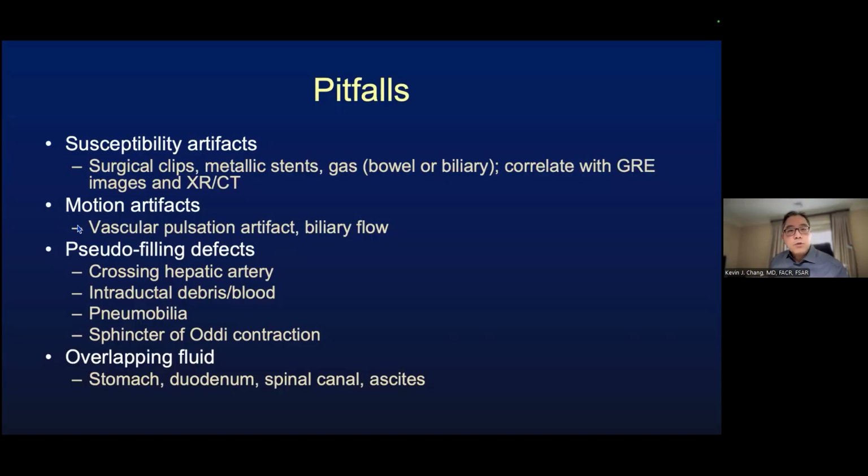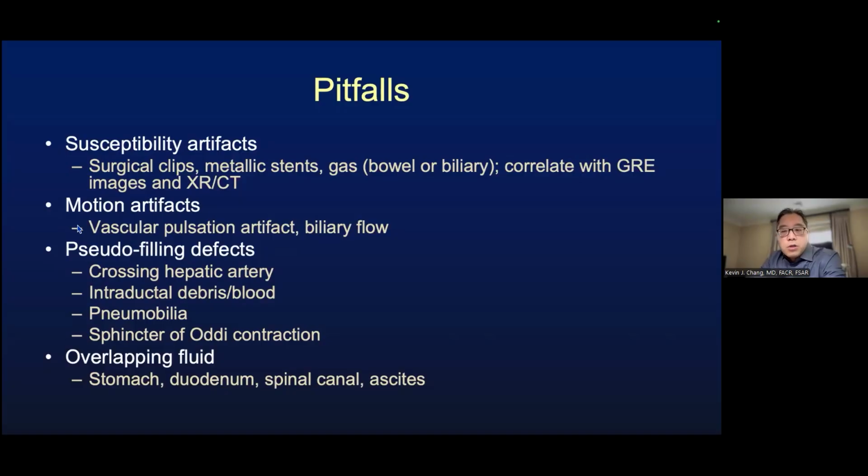Motion artifacts can also show up in some of our images. That includes vascular pulsation artifacts and biliary flow artifacts, which can decrease your T2 signal within flowing structures containing fluid. And then you can get various pseudo-filling defects like adjacent extrinsic structures, like a crossing hepatic artery when you're looking at the bile ducts. The presence of intraductal debris or blood can look like filling defects in the ducts, as well as gas in the ducts, pneumobilia, or even gas in the pancreatic tree.